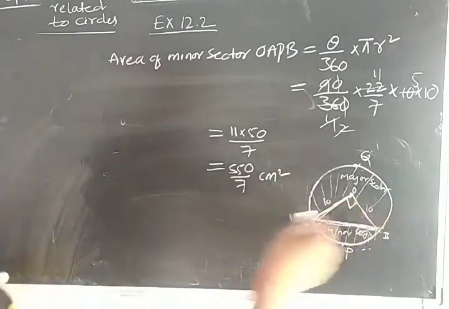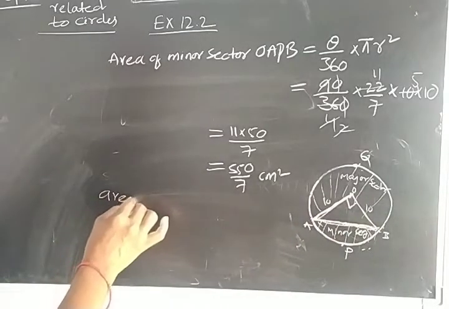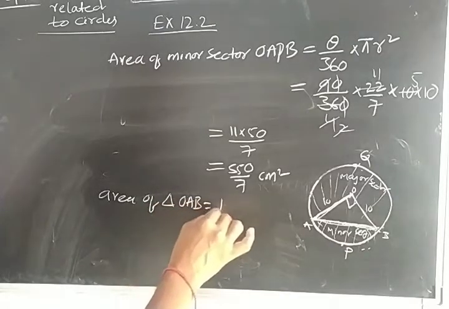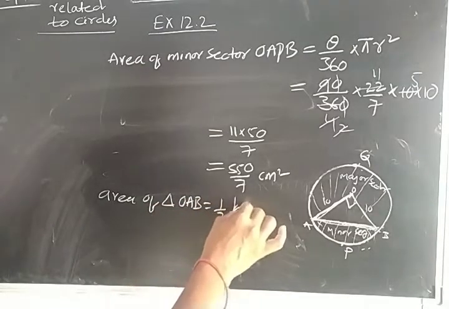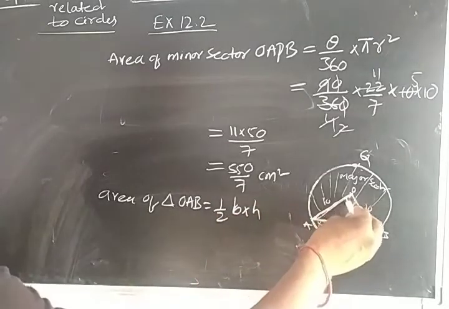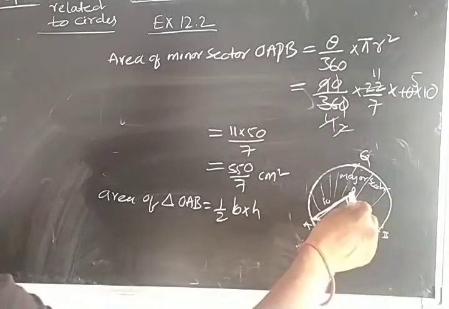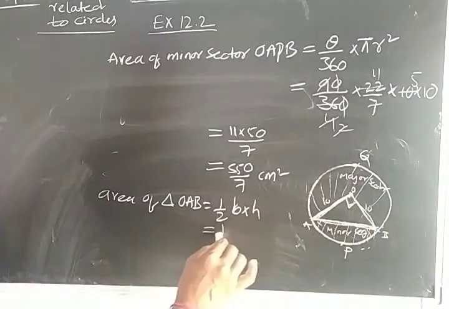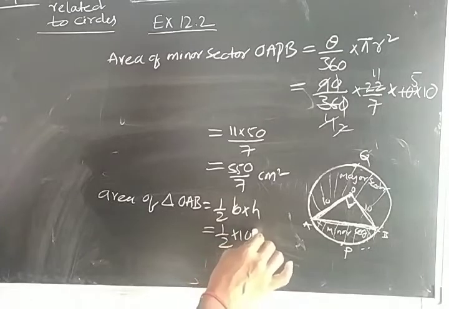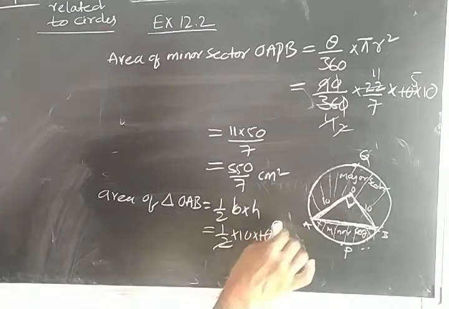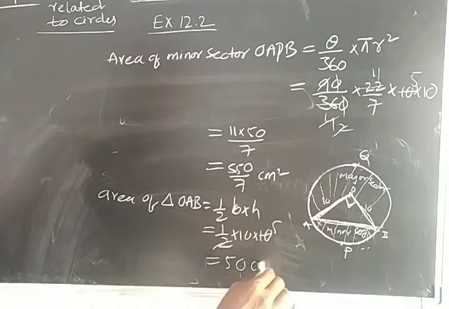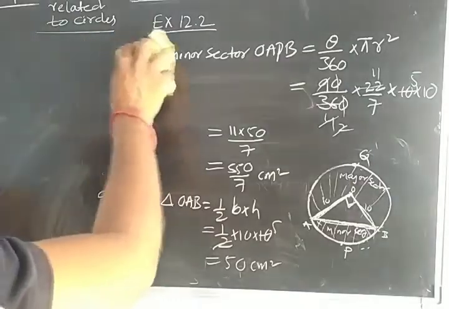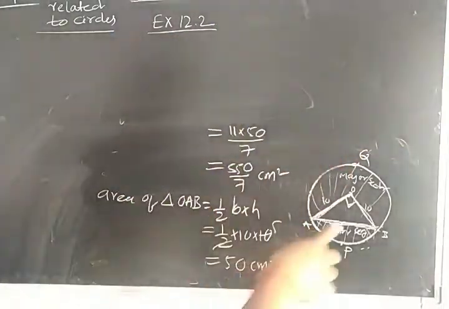Now I am finding the area of the triangle. Area of triangle OAB is half into base into height. What is the base? Here this is 90 degrees, so you can take this as the base, then this will be the height. So base and height both are the radius, so 10 into 10. So 50 centimeter square is the area of the triangle.